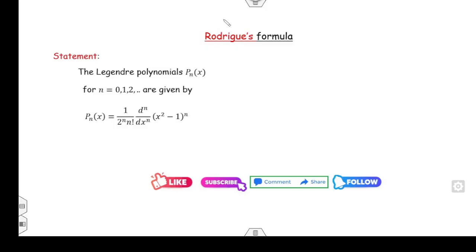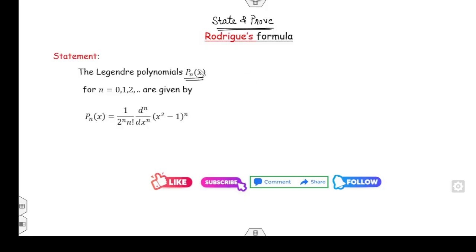In the subjective examinations, they always ask to state and prove the Rodrigues formula. There are 90% chances that this question will surely come in your exam. So, the statement as I defined, the proof is very simple.